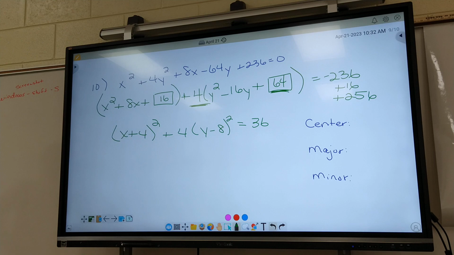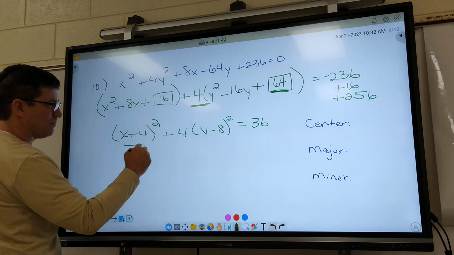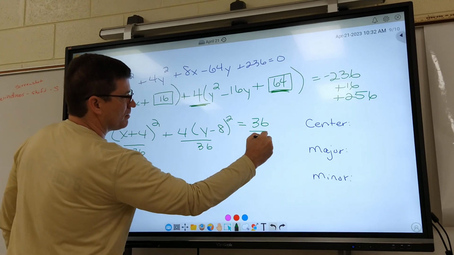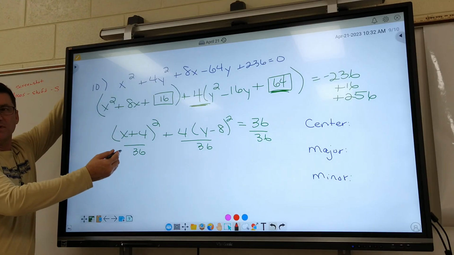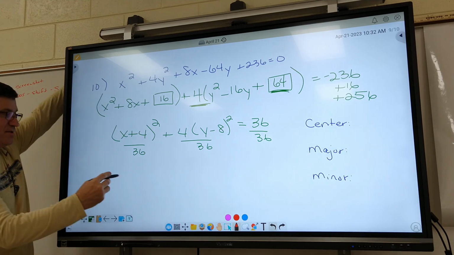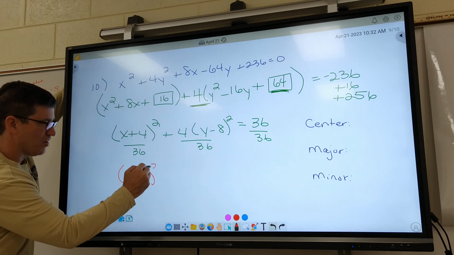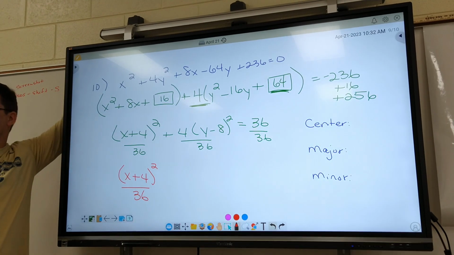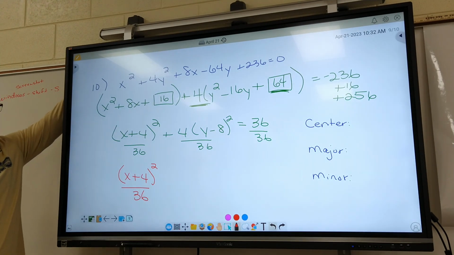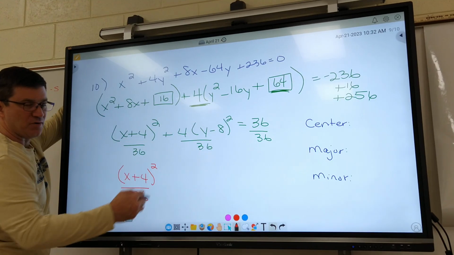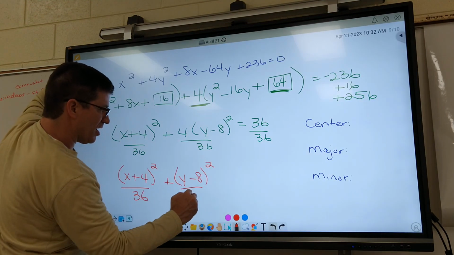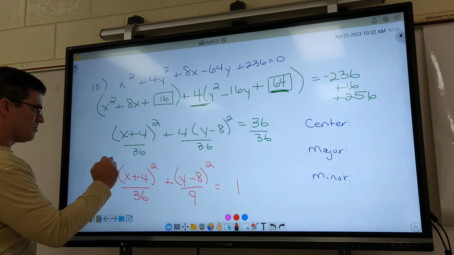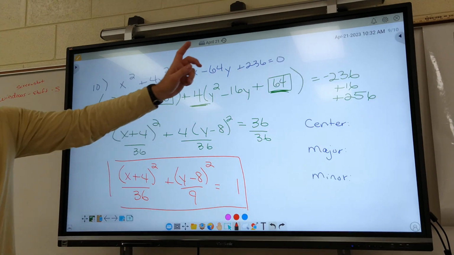All right, what do we have to divide everything by from here? 36. Whatever's on the end, that's what you divide by all the way down. Now look, on the first one, I don't have anything in front of the parentheses. That's going to stay the same. X plus 4 squared over 36. We did not have to simplify that one. Now on the next one, we will have to simplify. What's 4 over 36? 1 over 9. Okay, so I got y minus 8 squared on top over 9 equals 1. This is my equation for the ellipse. Now find all 3 of your answers.